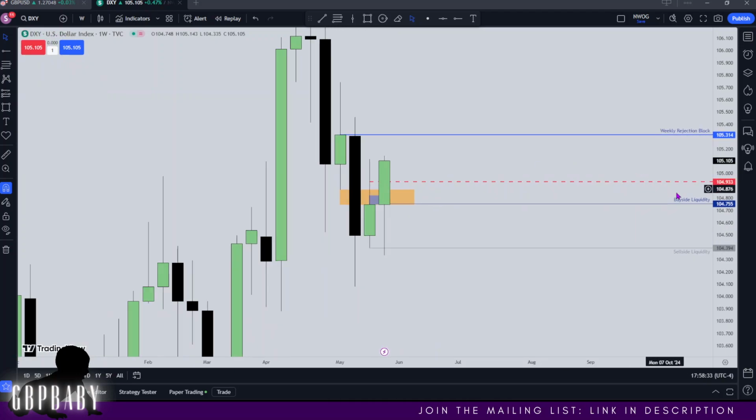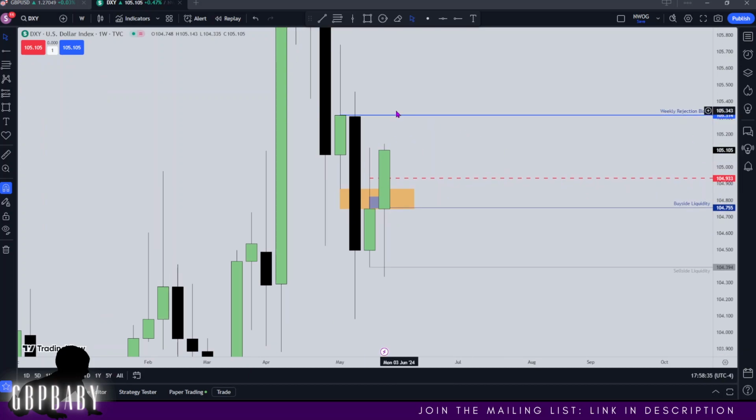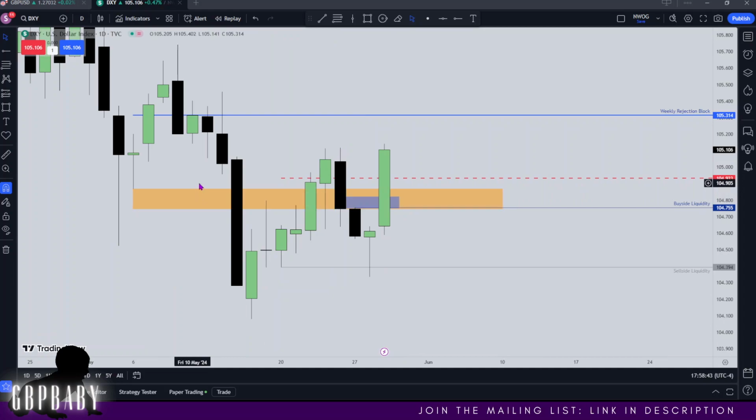And then in terms of discount PD arrays, there's not really any on the weekly other than this consequent encroachment. But when we drop to the daily, hopefully we'll get a better look. So on the daily, as you can see, we've had a massive day, gapping higher as well, showing a level of bullishness. Ran for those relative equal highs after we traded through that consequent encroachment, just as anticipated.